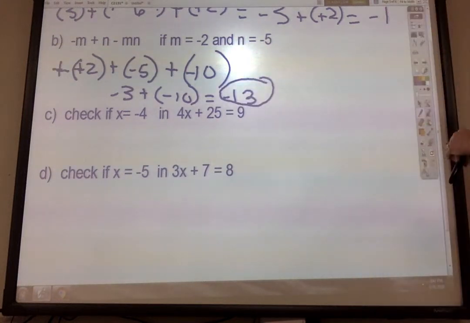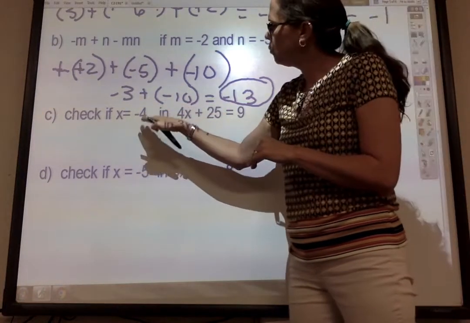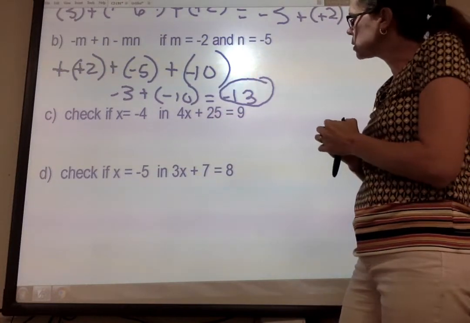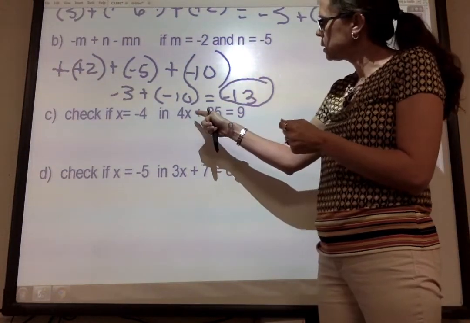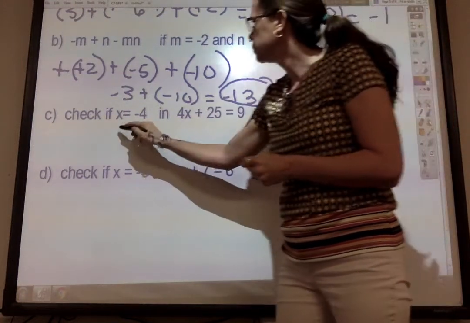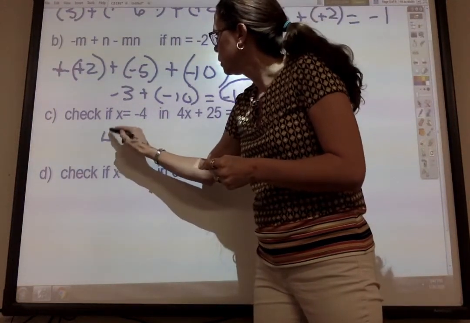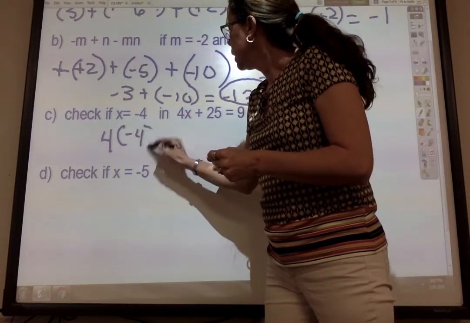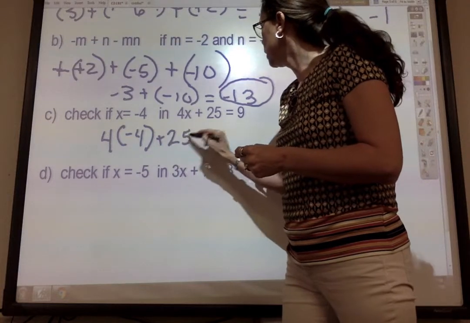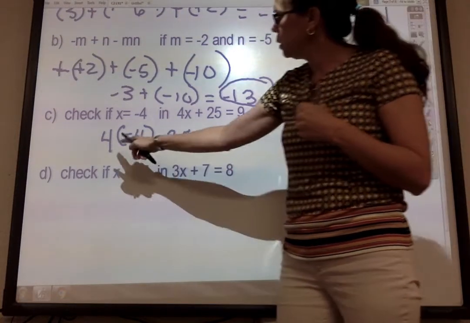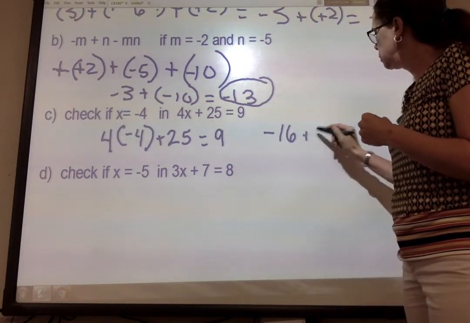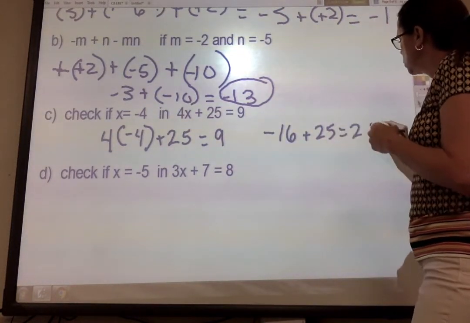Okay. Now this next one is a little different. They want us to check if negative 4 could be the value of x in this equation, 4x plus 25 equals 9. So that means we need to take x and replace it with a negative 4 to see if this equation is true. So 4 times, we're saying x is negative 4, plus 25 equals 9. Well, 4 times negative 4 is negative 16. Negative 16 plus 25 equals 29.